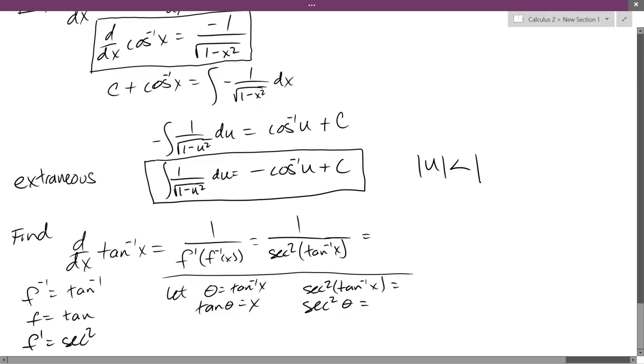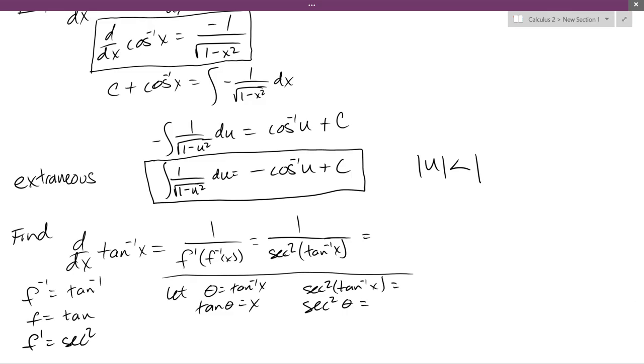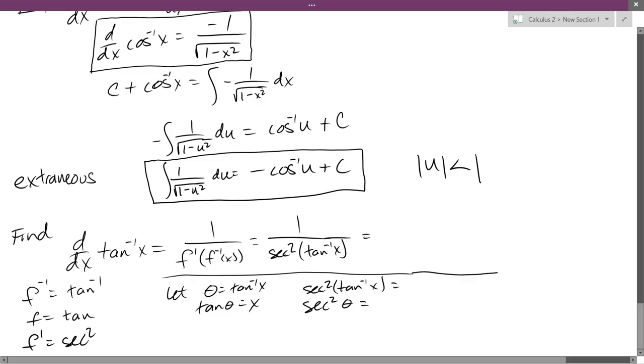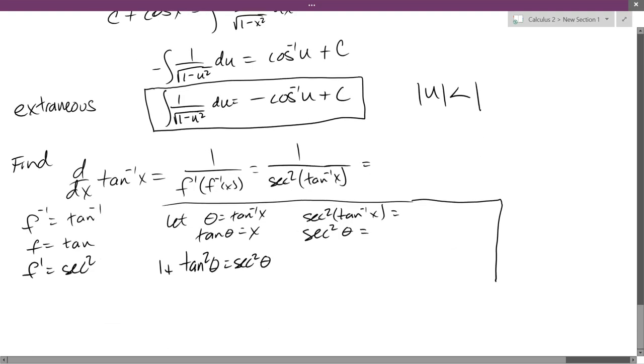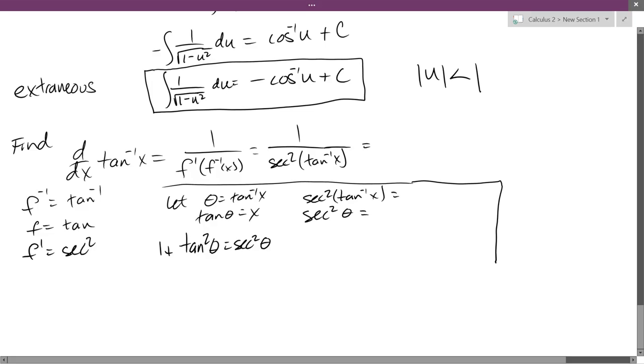Secant squared is 1 minus tangent squared. No. Oh no. Let's get this right. Tangent squared plus 1 is secant squared. So secant squared theta is 1 plus tangent squared. There we go. Tangent squared theta. And theta was tangent inverse x.